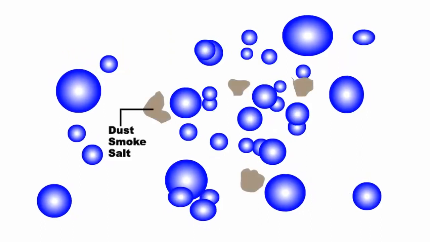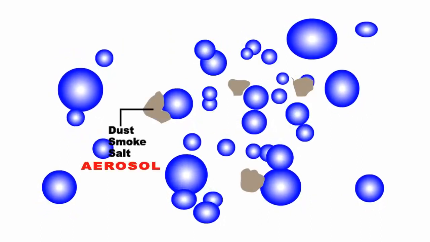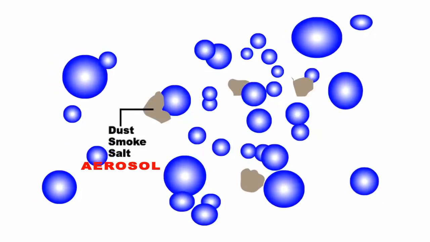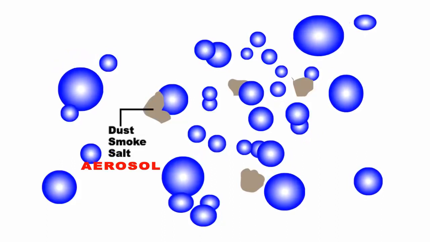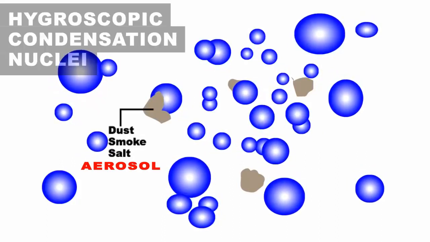Well, these are nothing but extremely tiny particles of dust, smoke and salt of the ocean. There is a term given to it. It's called aerosol. Now these aerosols have an amazing property of attracting and holding water molecules from the surrounding environment. That's how they get the name hygroscopic.